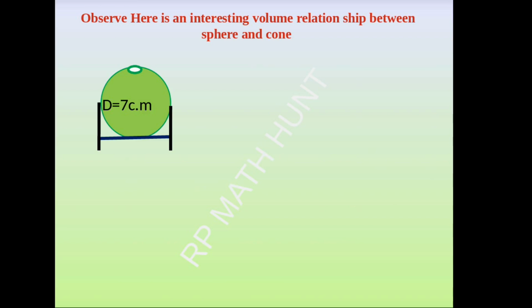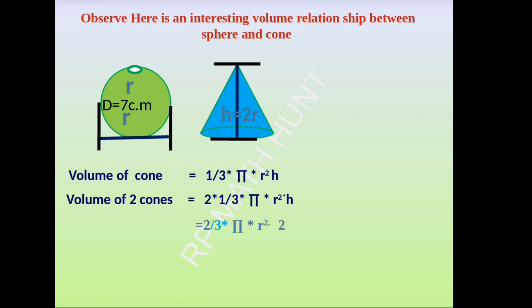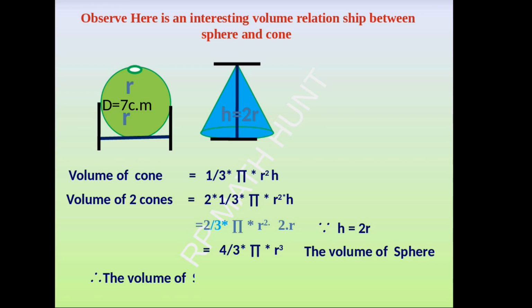Observe here an interesting volume relationship between sphere and cone. The diameter of the sphere is 7 and the height of the cone is 7. The volume of the cone is equal to 1 by 3 pi r square h. Volume of two cones is equal to 2 into 1 by 3 pi r square h, that is equal to 2 by 3 pi r square h, where h is equal to 2r, therefore 4 by 3 pi r cube. This is nothing but the volume of the sphere. Hence the volume of two cones of the same height is equal to the volume of one sphere.